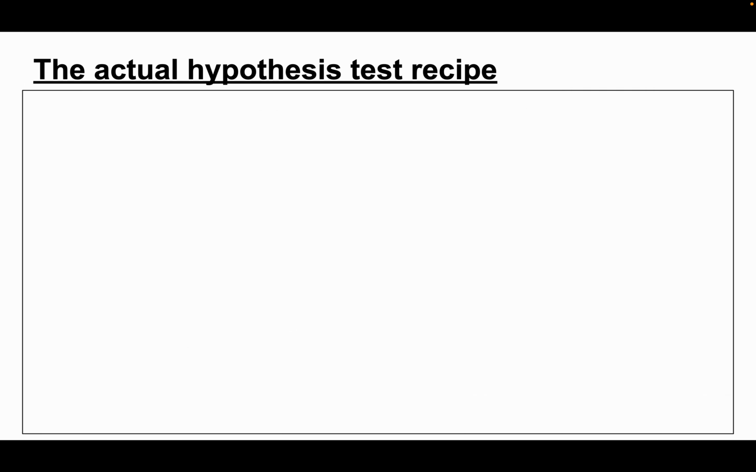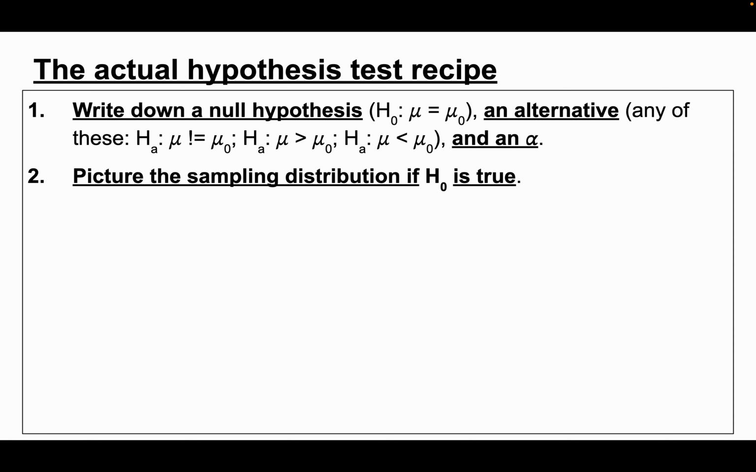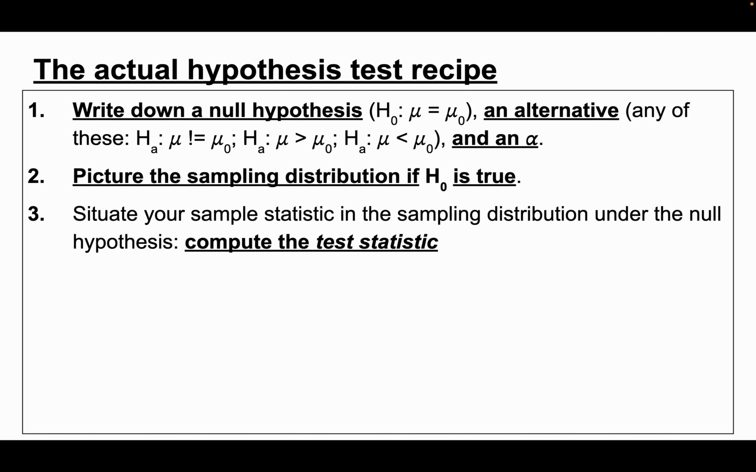Hypothesis tests: you basically write down a null hypothesis, an alternative, and an alpha, a cutoff p-value. You picture the sampling distribution if H naught, your null hypothesis, is true. Then you compute the test statistic. Generically, it's this here, but sometimes that'll differ a little bit, because we'll sometimes have differences in what the sample statistic is, what the population parameter is, and the standard error, but this is how it looks generically.